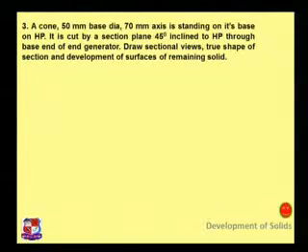Third problem about a cone. Now think about the given data. A cone, base diameter 50 mm and height 70 mm, is standing on its base on the horizontal plane. It is cut by a section plane 45 degrees inclined to the horizontal plane through the base end of the end generator.